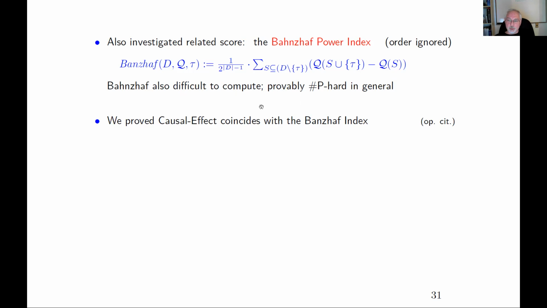But what is more interesting here for this presentation is that the causal effect score that we introduced before coincides with the Banzhaf index. But at that point, when we introduced the causal effect, we had no idea about this possible connection with the Banzhaf index. So that is established in the paper as well.